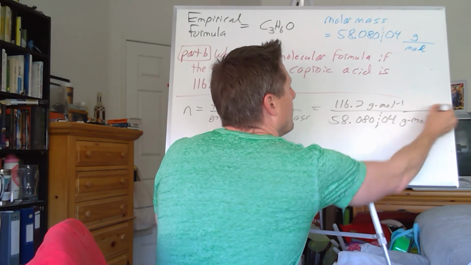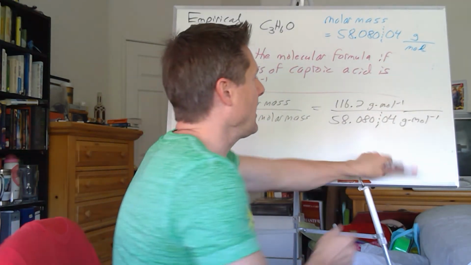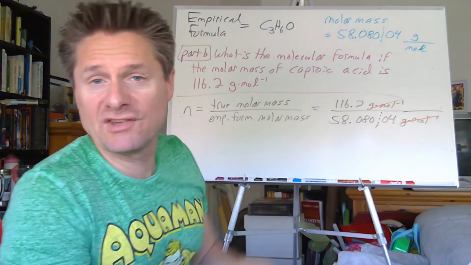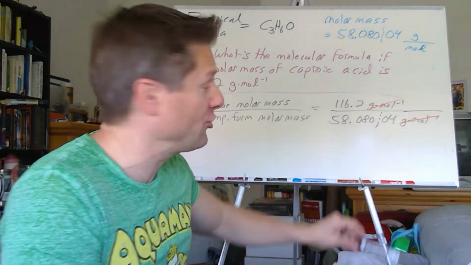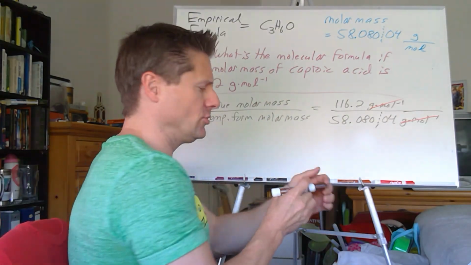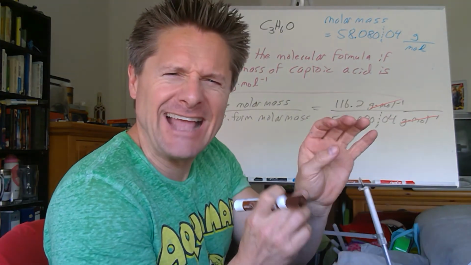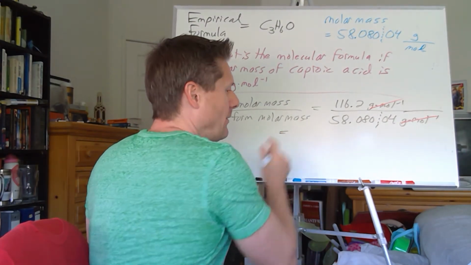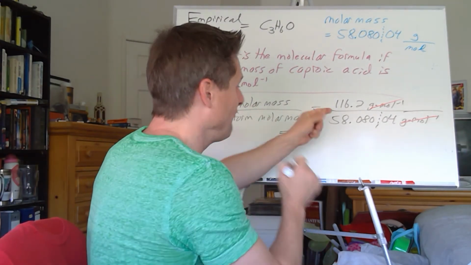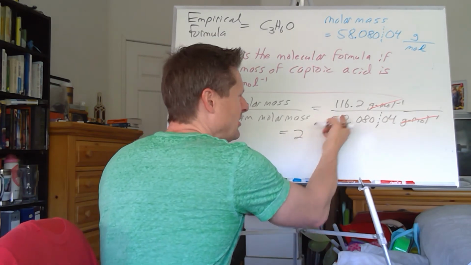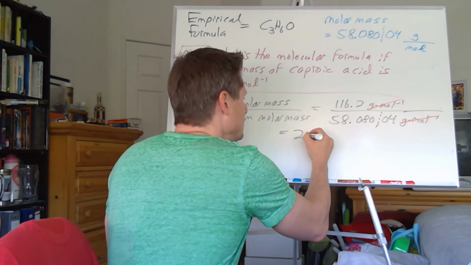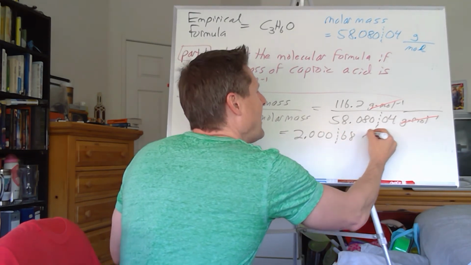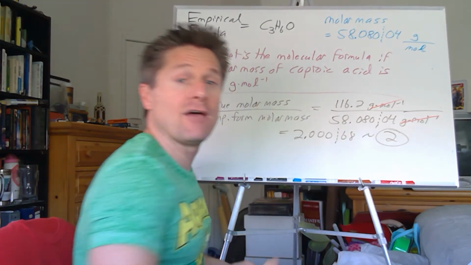58.08004 grams per mole. Units cancel out, right? Looks like 4 significant digits in the experimentally determined molar mass. What do I get for an integer? I get 2. 2.00068. I'd say that's close enough to 2.